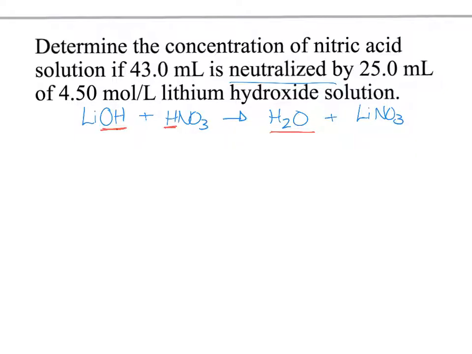So now I have 2 hydrogens here, 2 hydrogens here. I have 4 oxygens, and I have 4 oxygens, 1 lithium, 1 lithium. So it's already balanced the way it is. So it wants me to determine the concentration of this thing if 43 milliliters of it, so that's the volume, is neutralized by 25 milliliters of this and this concentration.